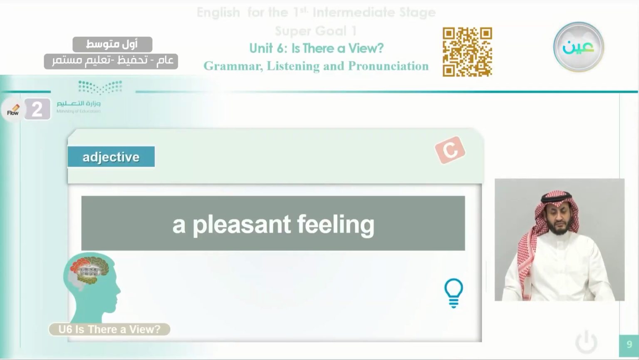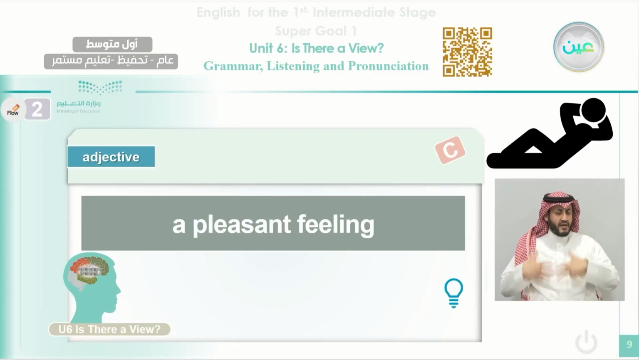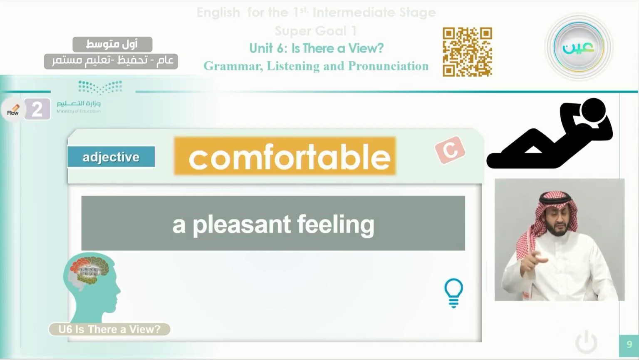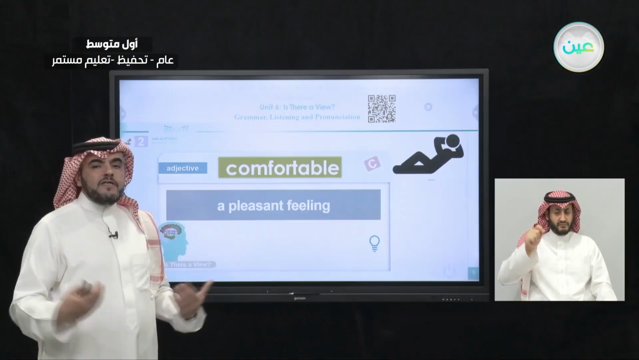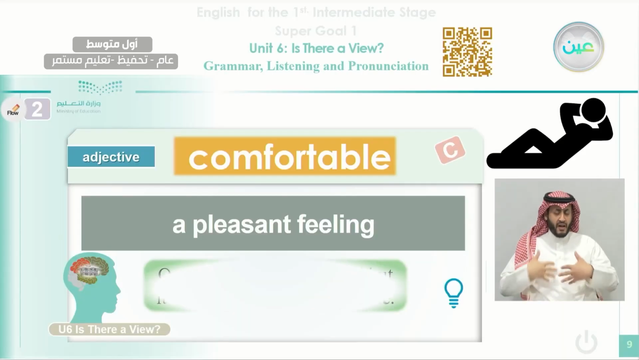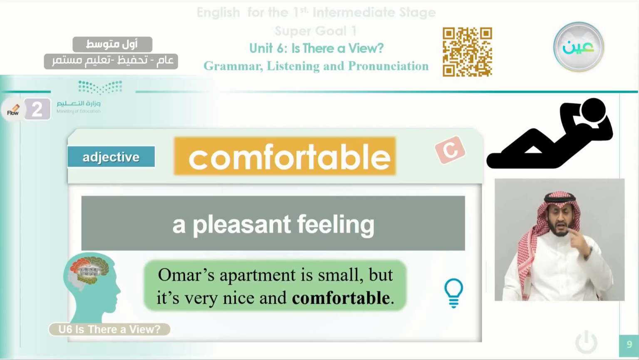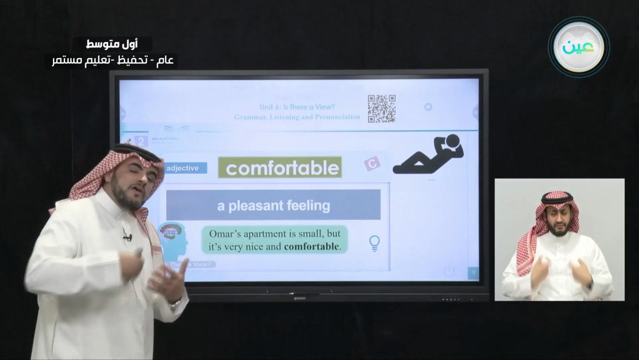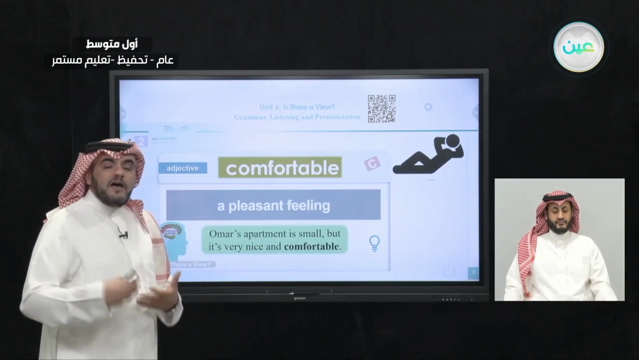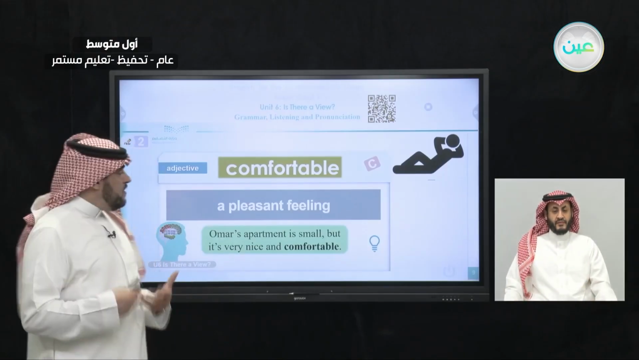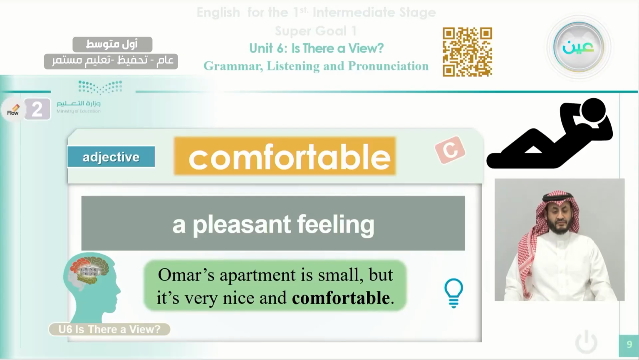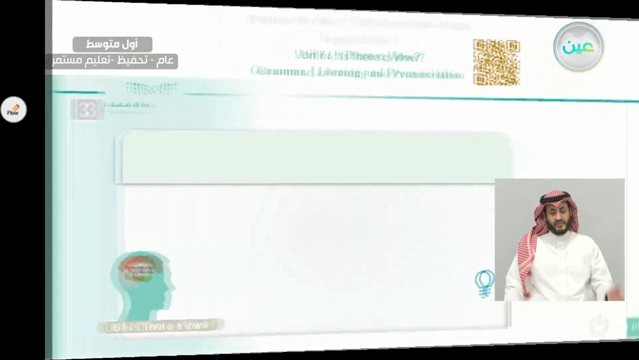It's an adjective starting with C, a pleasant feeling. Okay, you feel something and it is pleasant, it is called comfortable. When you are comfortable, that means you have a pleasant feeling, a good feeling. Okay, let's read it in an example here. Omar's apartment is small, but it is very nice and comfortable. That means it is comfortable. He can find a good time and he rests there and he finds himself having a good feeling.